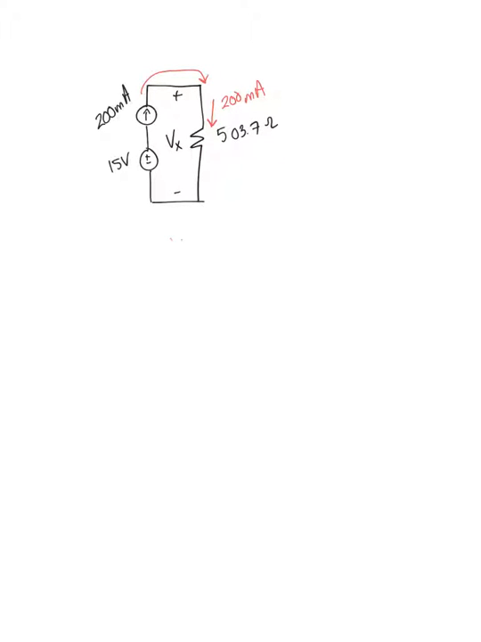Okay. Therefore, Vx can be expressed simply as the I through the equivalent resistance times the equivalent resistance, which is 200 milliamps times 503.7 ohms. Therefore, Vx is equal to 100.7 volts.